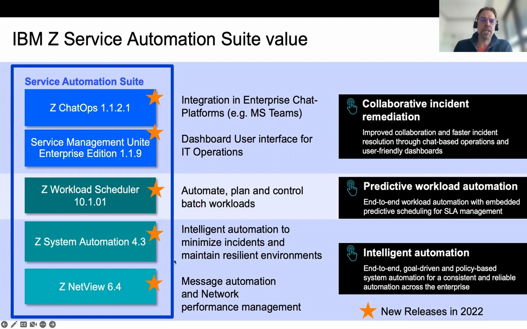Together with System Automation, this is mapped to intelligent automation. Z NetView provides the basis for the automation, as well as network management capabilities. System Automation provides the intelligent automation, high availability in the environment, and automation of the startup and shutdown of systems through policy-based automation.